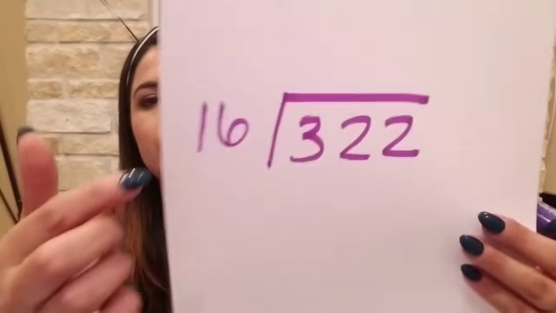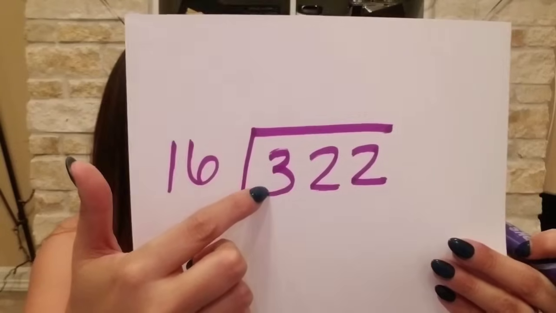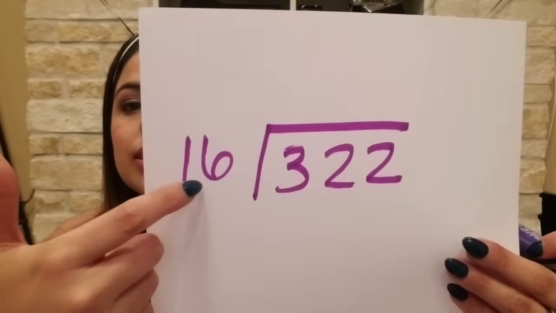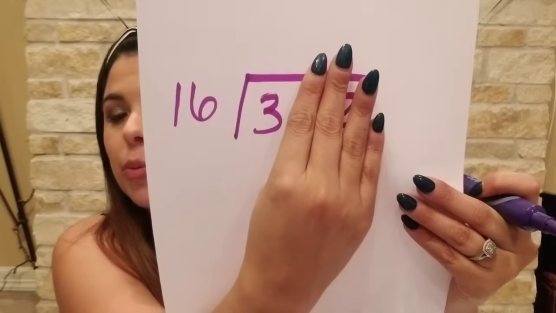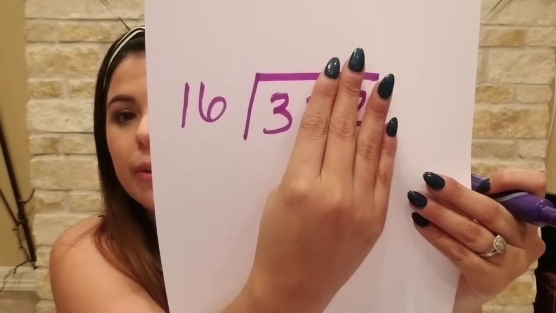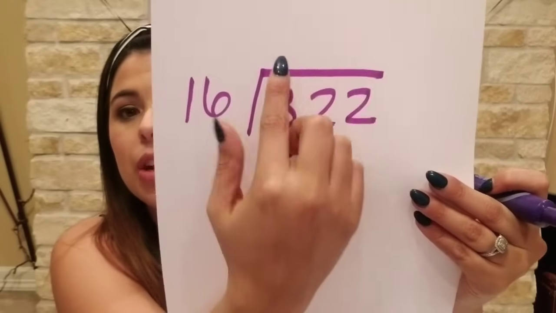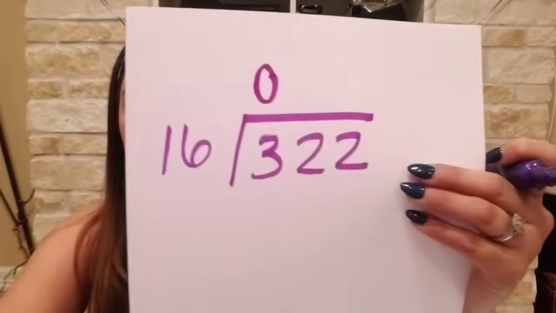Okay? So first thing I need to think to myself, does 16 fit into 3? No, it doesn't, because 16 is greater than 3. Remember, we put our hand over here and we asked ourselves, we're only focusing on the 3 right now. So does 16 fit into 3? No. So I want to put a 0 on top. 16 is greater than 3. If my divisor is greater than my dividend, I am not allowed to put it in.